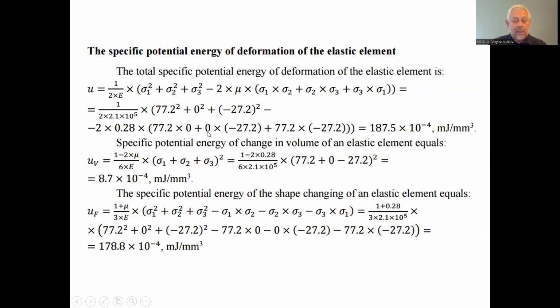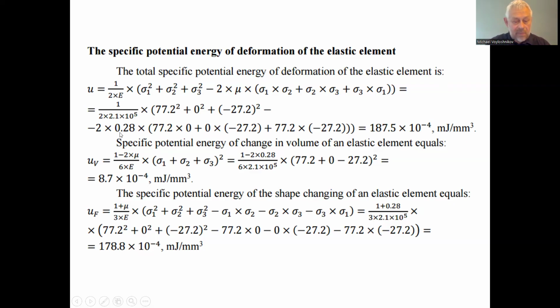Yeah, the total of zeros. After that, we had 187.5 × 10^-4 millijoule per cubic millimeter. Joule is a unit of energy, of work in physics, but here it is millijoule, a thousandth part of a joule.